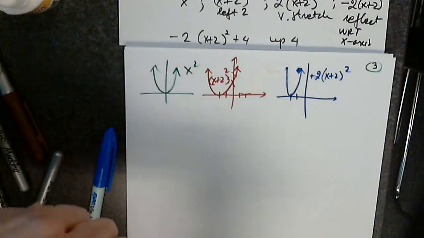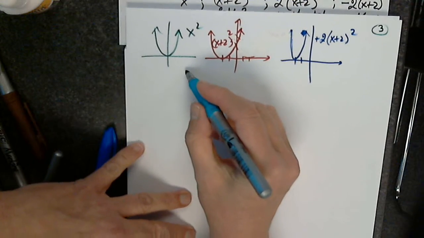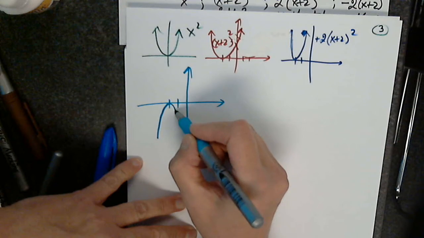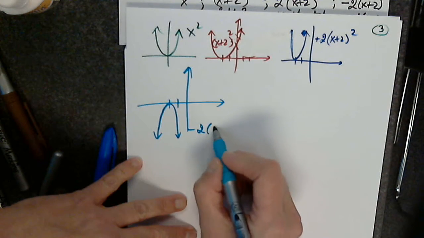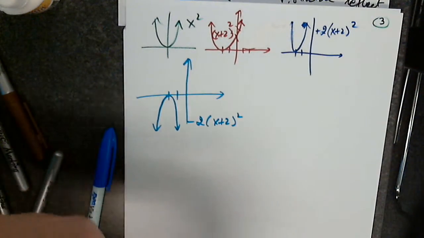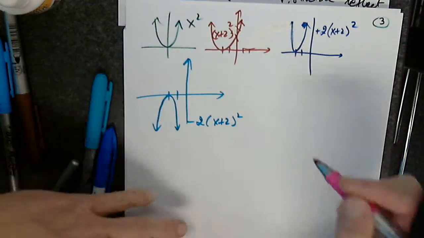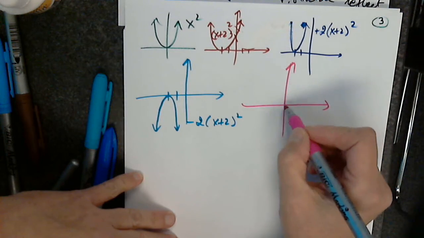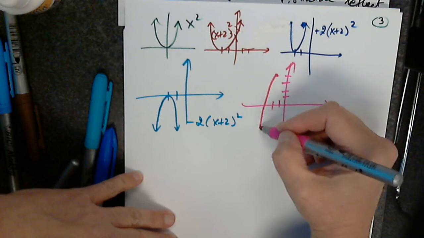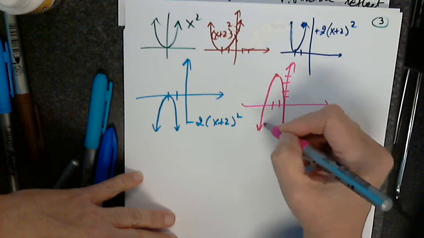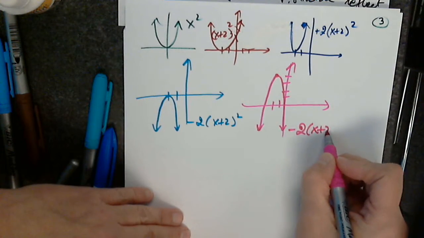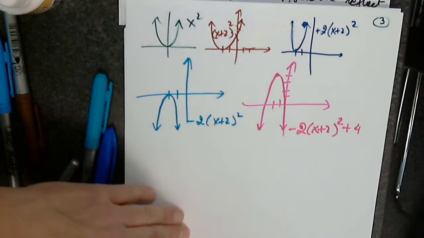Then I will have to reflect this graph with respect to the x-axis. So here's my next graph, which is negative 2 times x plus 2 squared. And finally, as you said, I'm moving this graph up 4. So this will be the final graph. 1, 2, 3, 4. I don't know exactly where it crosses, but this is definitely negative 2 times x plus 2 squared plus 4.